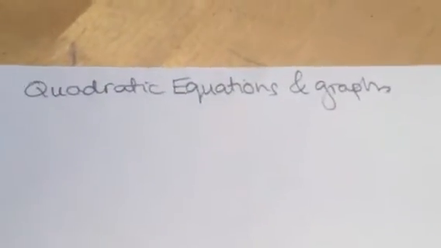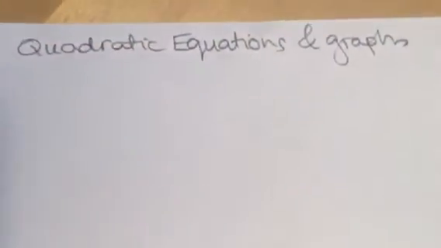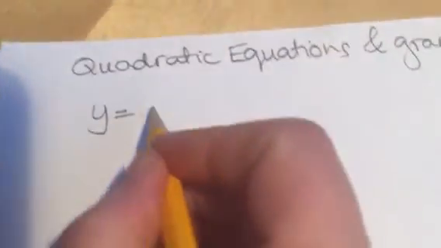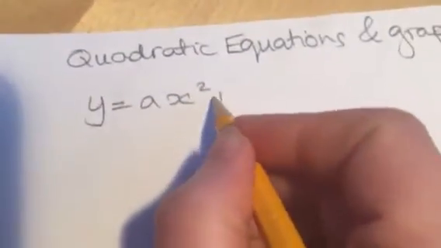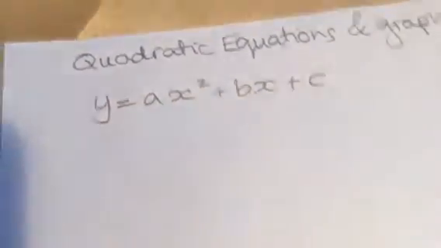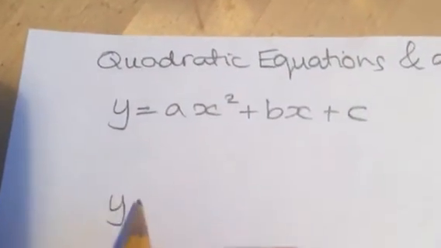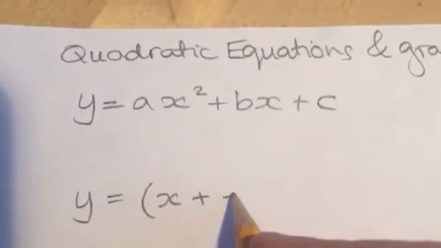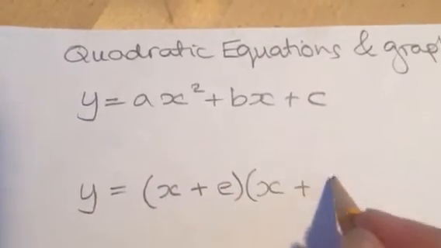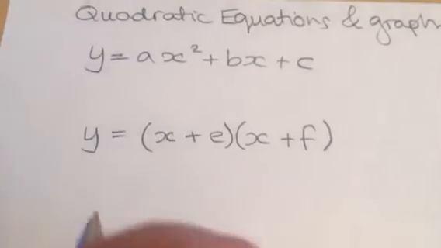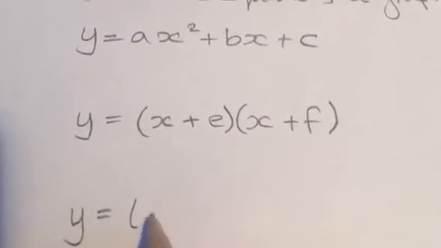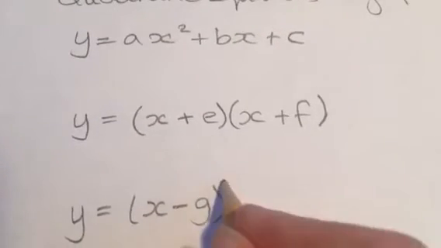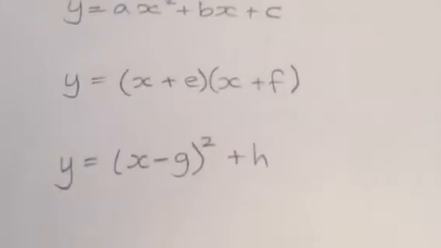So today it's quadratic equations and graphs. There are three versions of a quadratic equation. The first version is the standard version, y equals ax squared plus bx plus c. You can also have a factorised version, y equals (x plus e)(x plus f), and there's also the completed square version, y equals (x minus g) all squared plus h.